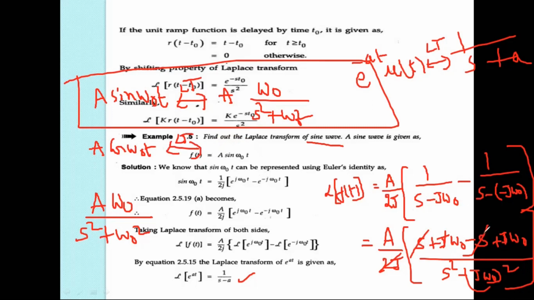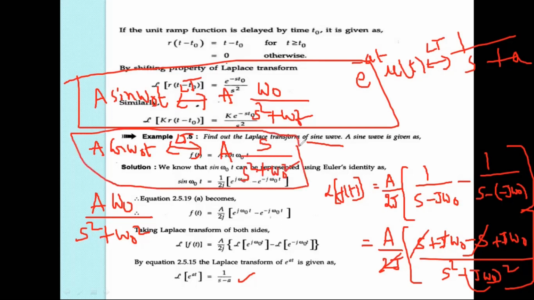2s in the numerator, and j omega naught and j omega naught get cancelled. There is no j in the formula of cos, e power j omega naught t plus e power minus j omega naught t by 2 only. 2 gets cancelled. It becomes a into s in the numerator, and the denominator is the same, s square plus omega naught square. A into cos omega naught t is a into s by s square plus omega naught square.